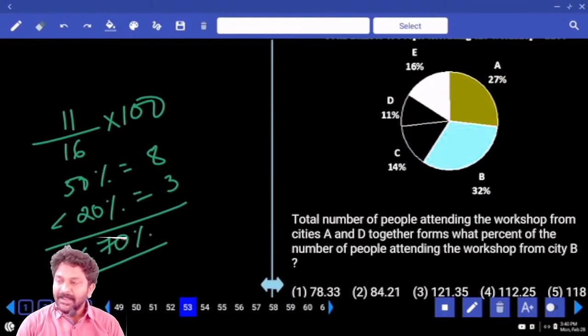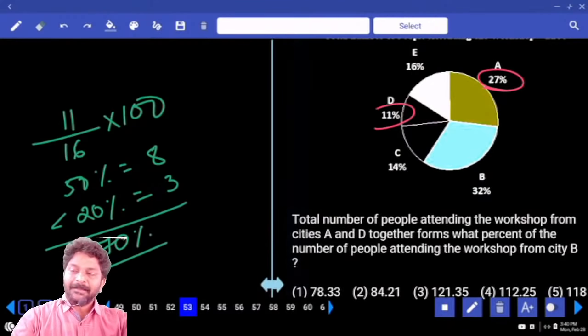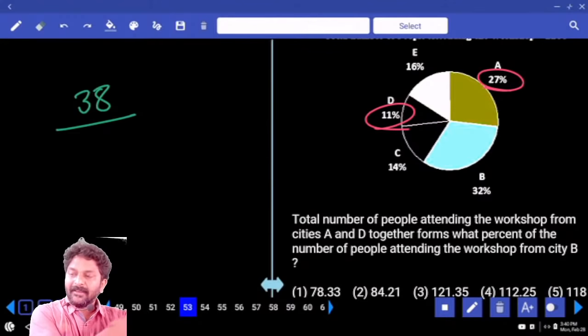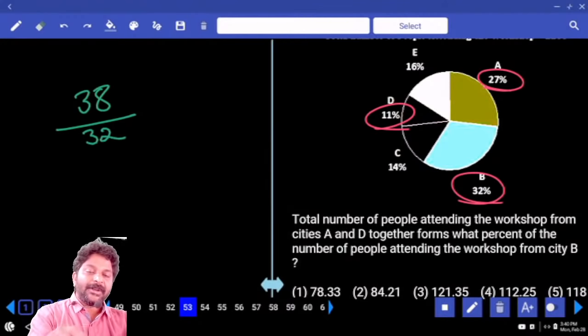Number of people attending the workshop from cities A and D together forms what percentage of the number of people attending the workshop from city B? A and D both together is equal to 38, which is calculated as a percentage with respect to 32. Percentage into 100. Correct?